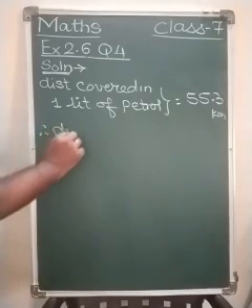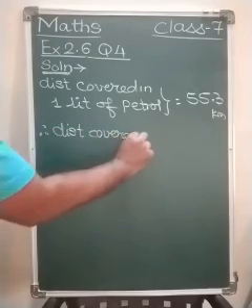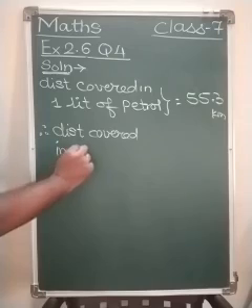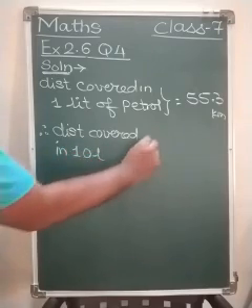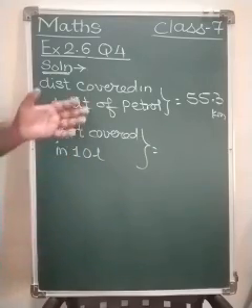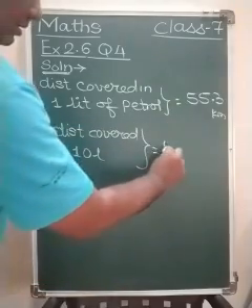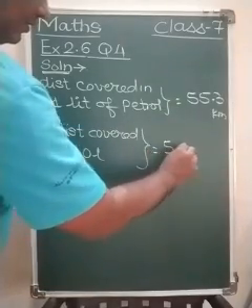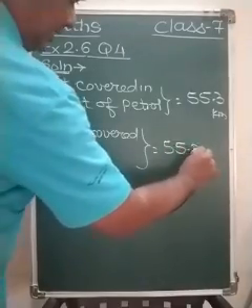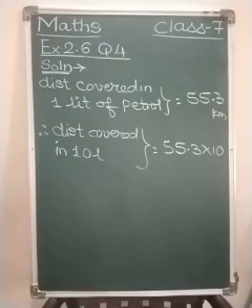Therefore, distance covered in 10 liters equals to, so just we have to multiply 55.3 multiplied by 10. So distance covered in 10 liters of petrol equals to 55.3 multiplied by 10.